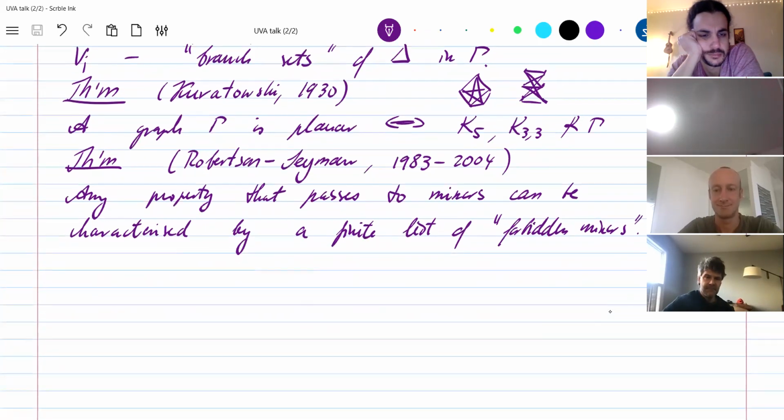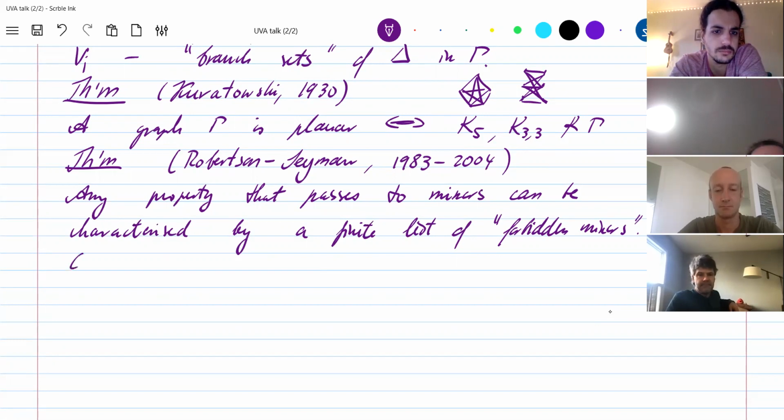I'd be quite interested to see if there's any use for this theorem in something like geometric group theory. I don't think there is thus far, as far as I know, but I think that'd be quite interesting. That's the reason I mention it.